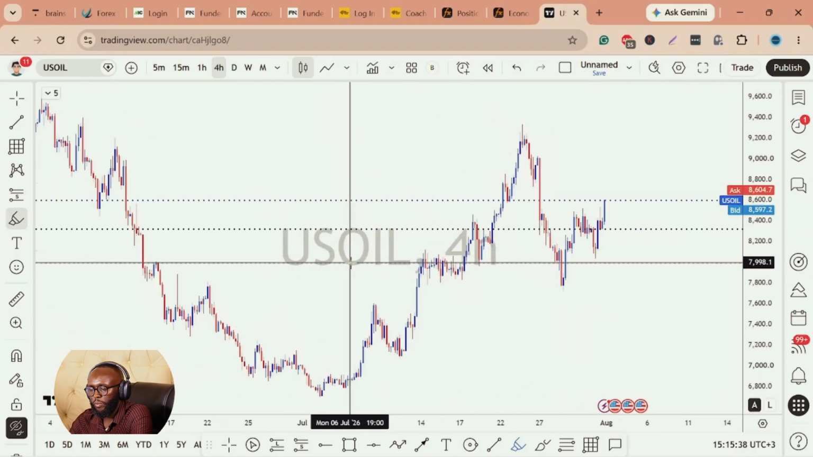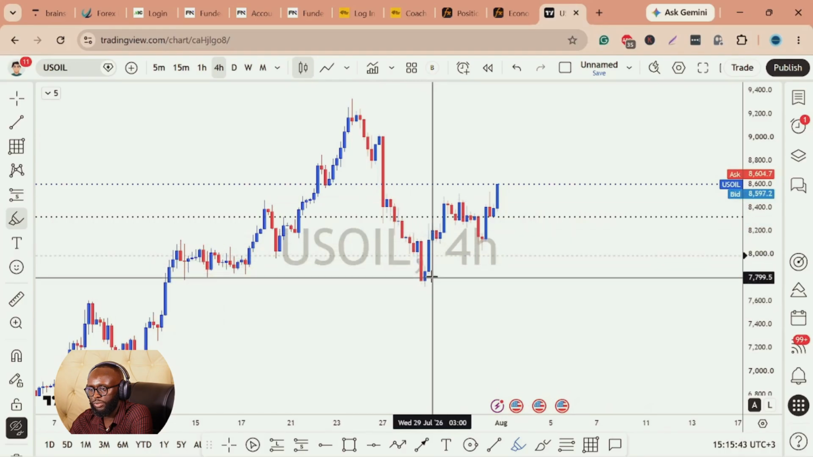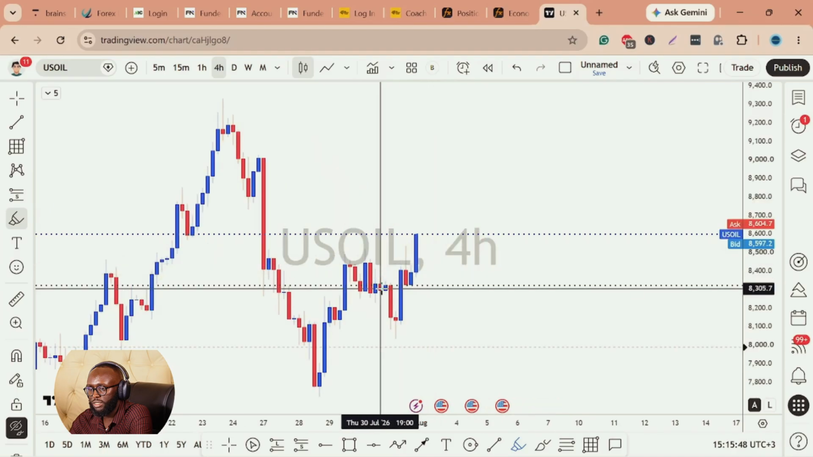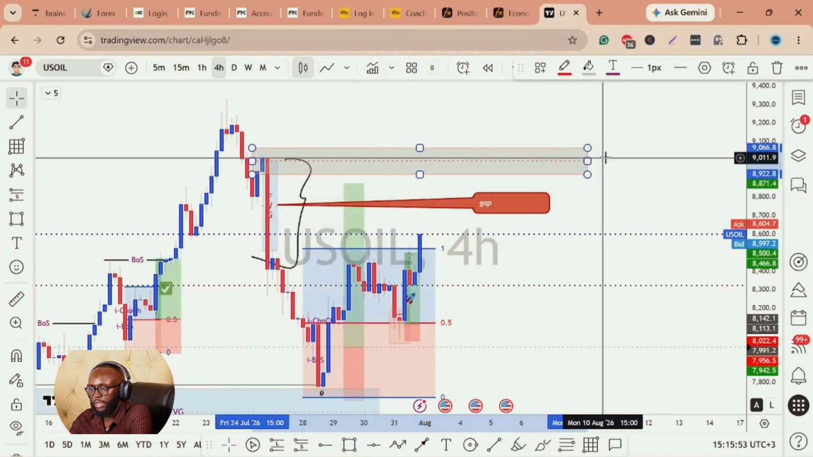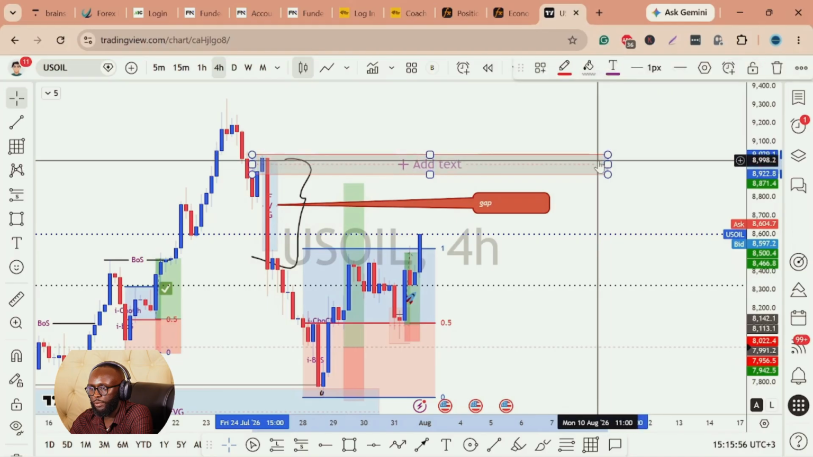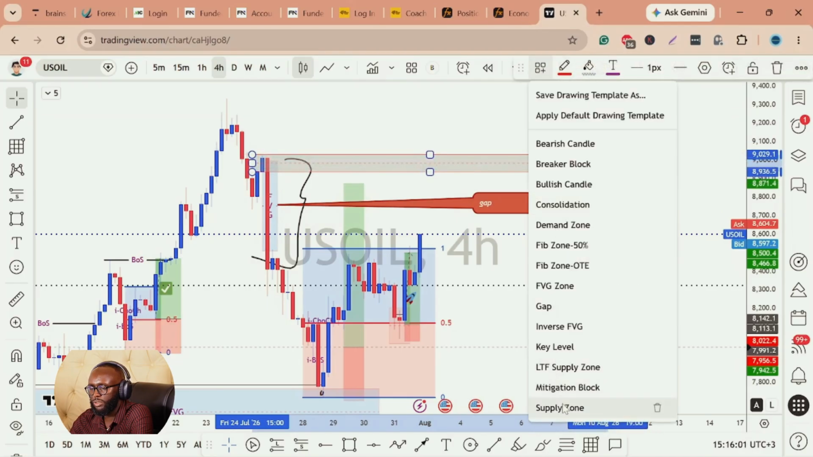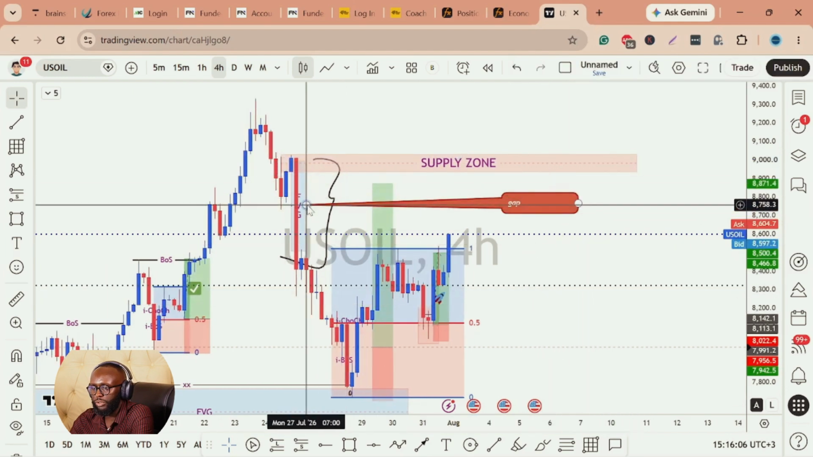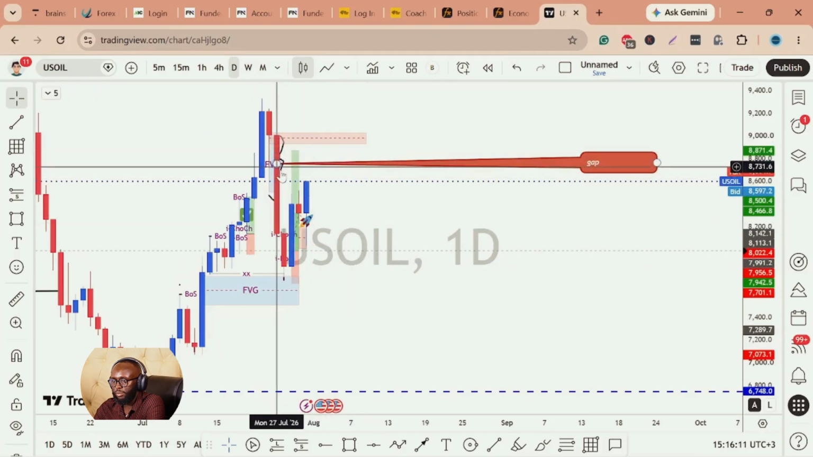So price, as for this particular leg that we had, has been pushing high for the last week. So I still expect this price to push a little bit higher, if at all US oil is able to get to these 4-hour supply zone, because from the higher time frame context, the structure is not very clear. So if at all price is able to test these levels, and because we also have this gap over here from the daily time frame context, we had a very massive gap over here.